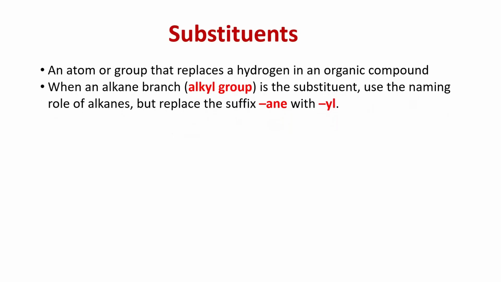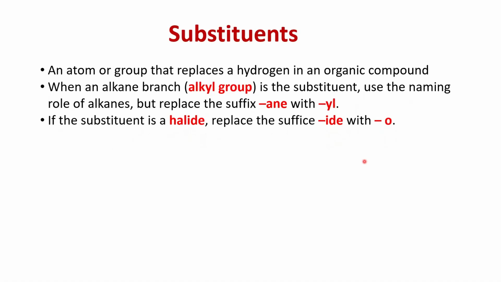Sometimes this branch can be another hydrocarbon group. If this is the case, when an alkane is a branch, it is called an alkyl group. We just replace the suffix "ane" with "yl". In that case, when the alkane group is the branch, the alkyl group is a substituent. For this branched group, we will use the normal naming rules for alkanes, but just replace the suffix "ane" with "yl". For example, if the branched group is a methane group, it will be methyl.